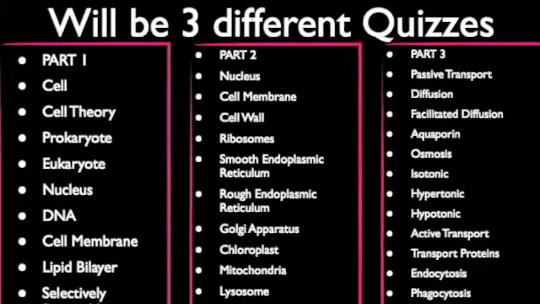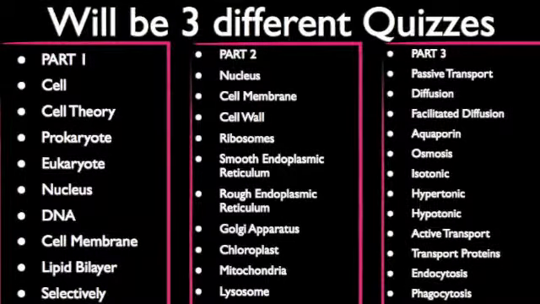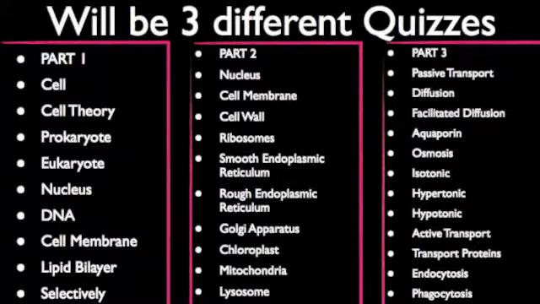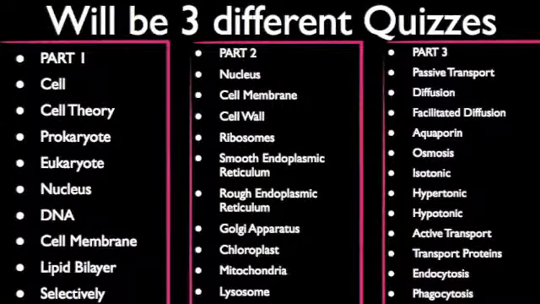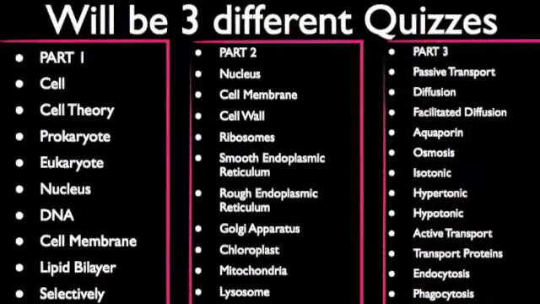Part 2: nucleus, cell membrane, cell wall, ribosomes, smooth ER, rough ER, Golgi apparatus, chloroplast, mitochondria, lysosome, vacuole, cytoskeleton.